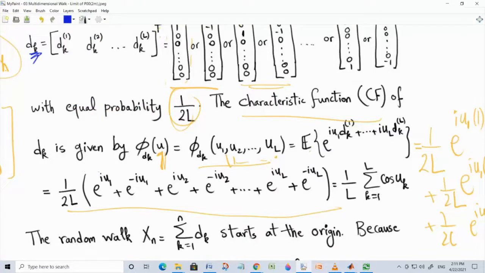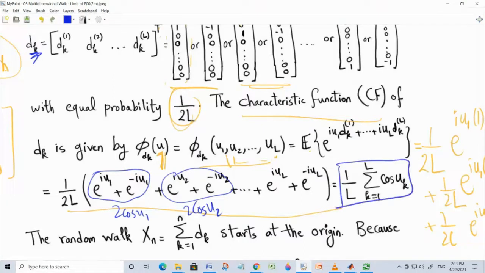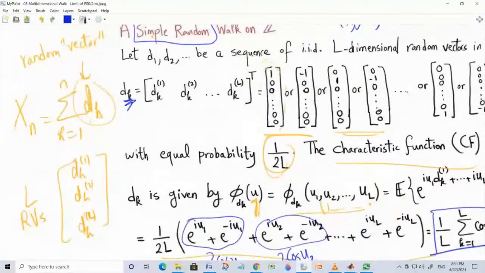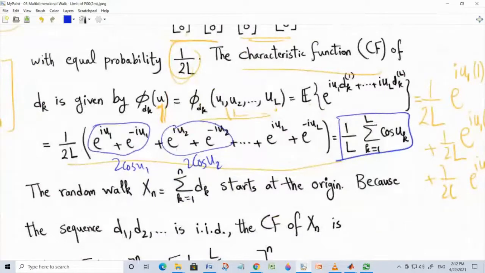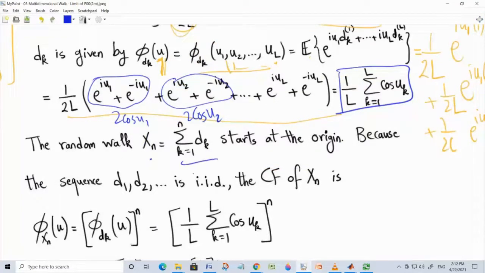And each two exponentials can be combined as 2 cosine u1, 2 cosine u2, and so on and so forth. The 2 will eliminate this 2 here, and then the characteristic function of dk, which is the step, now a vector, again because you are changing your position in the L-dimensional space, will be 1 over L, summation k from 1 to L, cosine uk. Okay, this is the random walk, the sum of those IID steps.